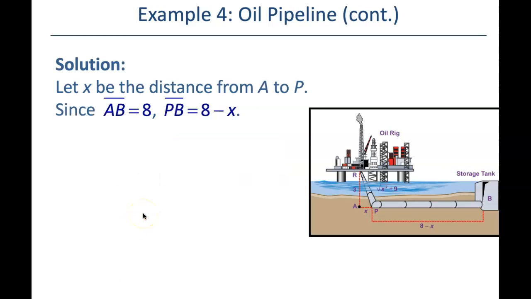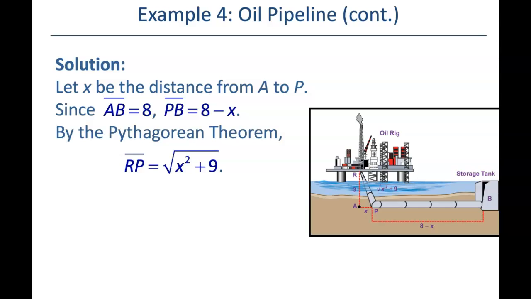All right, so we just have to write an equation for that. So x is the distance from A to P, okay? So AB is 8, so PB is 8 minus x, right? Because the sum of this little bit right here and the shore pipe is 8. So 8 minus x plus x equals 8. All right, and then we get to play with our old friend Pythagoras. RP, which is the hypotenuse of this right triangle right here, is equal to the square root of x squared plus 9. Okay, so the length of underwater pipe is the square root of x squared plus 9.